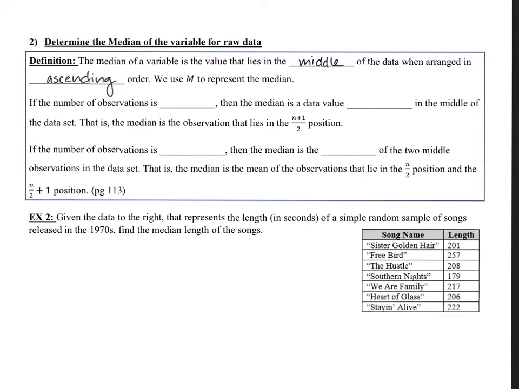So, if the number of observations is odd, then the median is the data value exactly in the middle of the data set. That is, the median is the observation that lies in the (n plus 1) divided by 2 position. If the number of observations is even, then the median is the mean of the two middle observations in the data set. That is, the median is the mean of the observations that lie in the n divided by 2 position and the n divided by 2 plus 1 position.